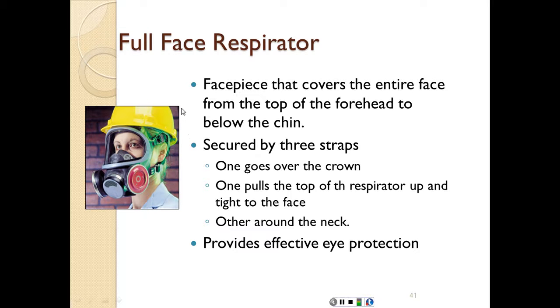The face piece covers the entire face from the top of the forehead to below the chin, secured by three straps. One goes over the crown, one pulls the top of the respirator up and tight to the face, and one goes around the neck. And it provides effective eye protection as well.